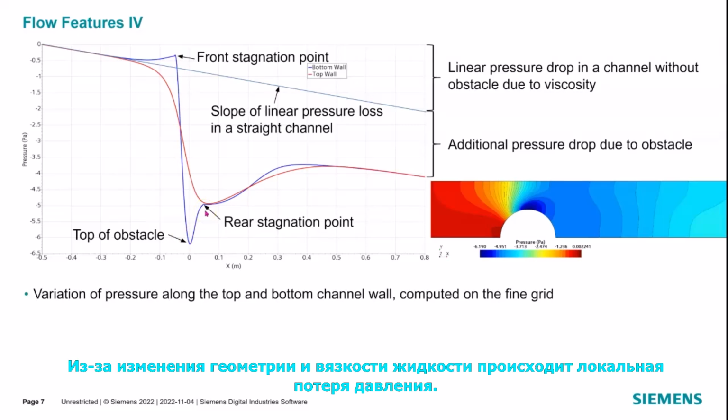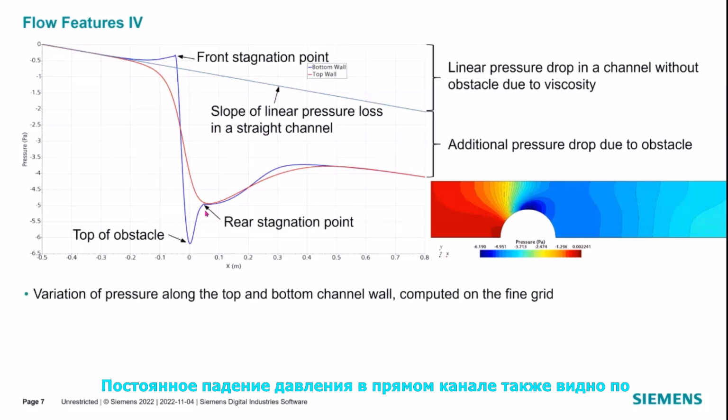A local pressure loss occurs due to the geometry change and fluid viscosity. The steady pressure drop in a straight channel is also visible from the slope of the pressure profile. The additional pressure loss due to the obstacle is visible as the distance between lines corresponding to the linear pressure drop of the fully developed flow upstream and downstream of the obstacle. Without an obstacle, the straight line from the upstream side would simply extend all the way to the outlet. Note that a fully developed flow has not yet been reached at the outlet. A longer channel would be needed for that purpose.